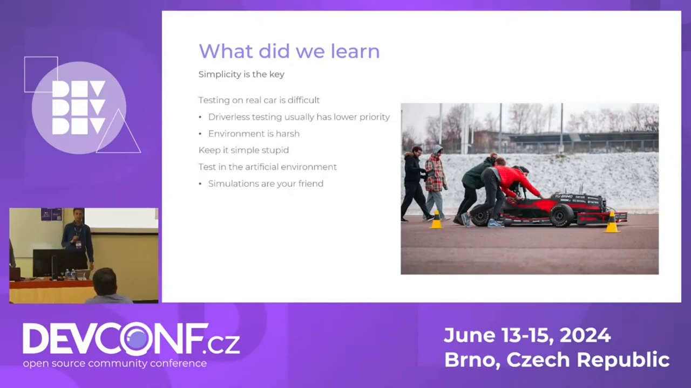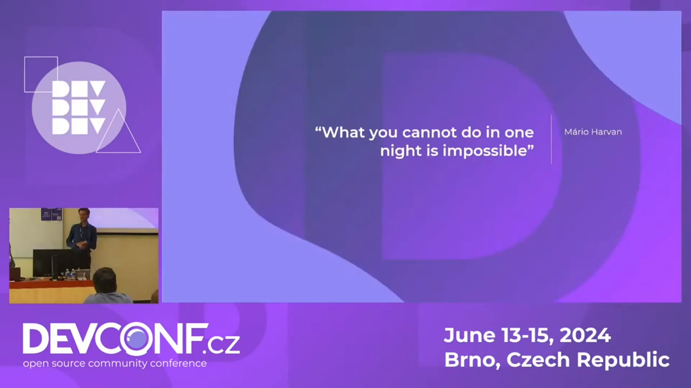Yeah. Test in an artificial environment. We would like to have even better simulations than we did, because when we first tested on real data, we saw that a lot of algorithms had to be reworked slightly. Simulations are your friend. If we had a better model of the car in simulations, we wouldn't have had to do that much fine tuning on the track.